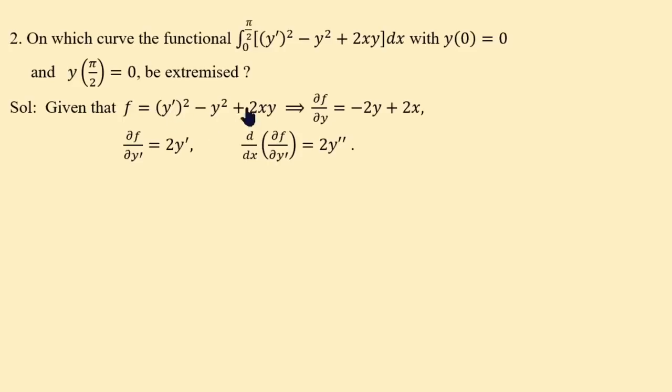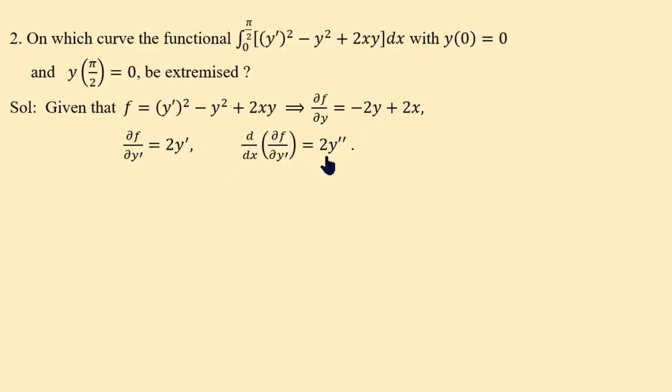Here it is not independent of x, y or y', therefore no need to worry. Directly use the Euler equation. So ∂f/∂y: first you differentiate partially with respect to y. This is 0 minus 2y plus 2x. Then ∂f/∂y': here no y' gives 0, and the derivative of y' squared is 2y'. Again differentiate 2y' with respect to x, that is the total derivative. So d/dx of ∂f/∂y' is 2 into the derivative of y', which is y''.